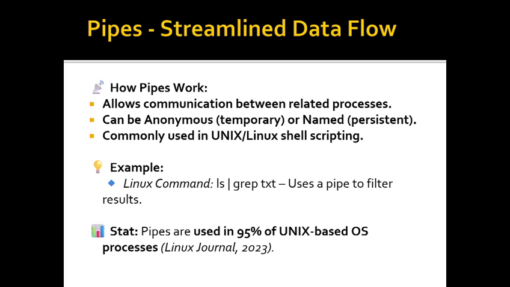Pipes: streamlined data flows. How do pipes work? They allow communication between related processes, and can be anonymous or named. Commonly used in Unix and Linux shell scripts, they can be temporary or persistent. Example: a Linux command.